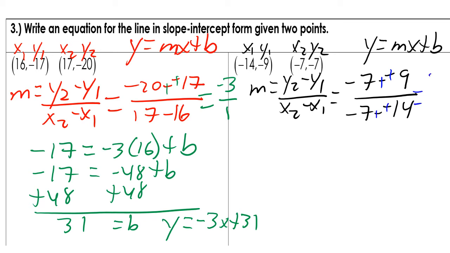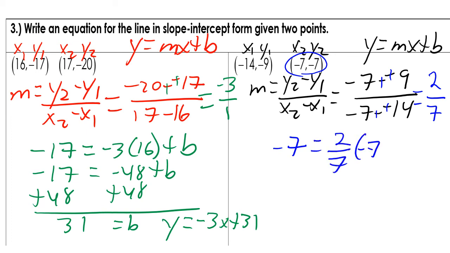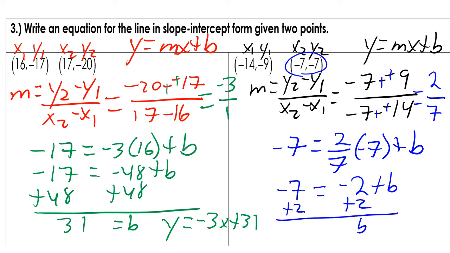-7 plus 9 is 2. -7 plus 14 is 7. Slope is 2 over 7. So now I need to figure out what b is. I'm going to use the second point this time. -7 equals 2 over 7 times -7 plus b. 2 over 7 times -7 is -2. -7 equals -2 plus b. Add 2 to both sides, and I get b is equal to 5.